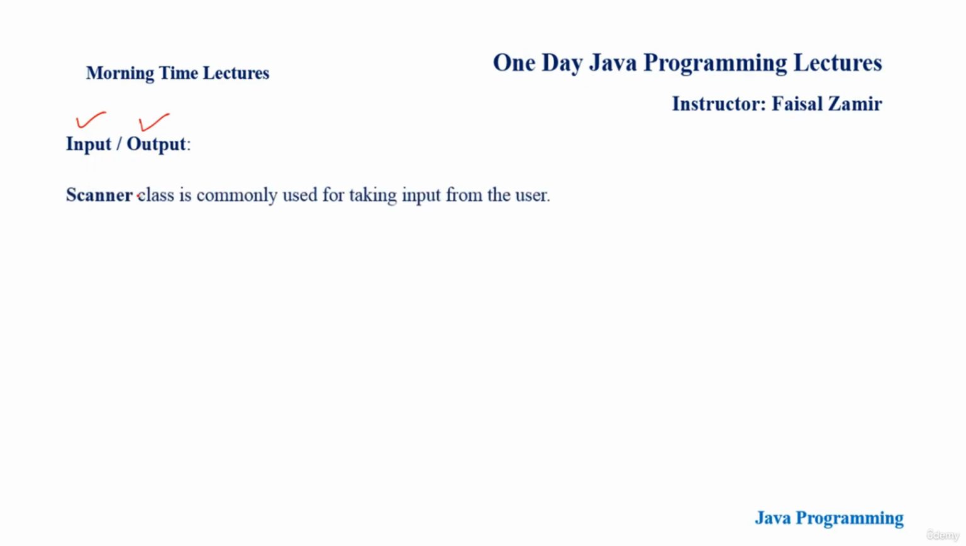Scanner is a class that is used for taking input from the user. First of all you have to import the Scanner class in your Java program, then create an object, and using that object you can get data from users. So this is used for taking input data from the user. Another is the system.out.println method. This is a method used for printing something to the user in the console. So these two methods are very important.